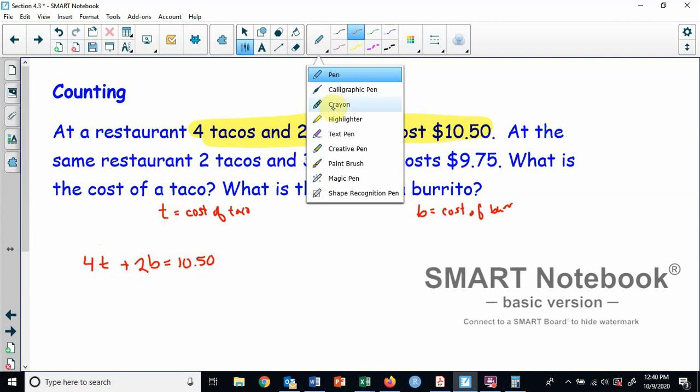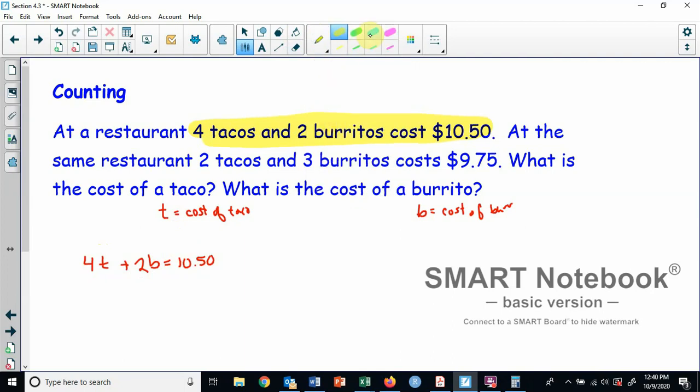Look at the next equation. Where's my highlighter again? Let's go with green highlighter. 2 tacos and 3 burritos cost you $9.75. So that second equation says 2 tacos plus 3 burritos equals $9.75. So I feel like that's the easiest. This is the easiest one to write the equation for.